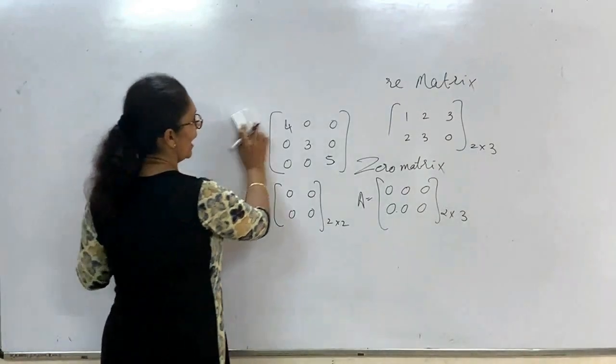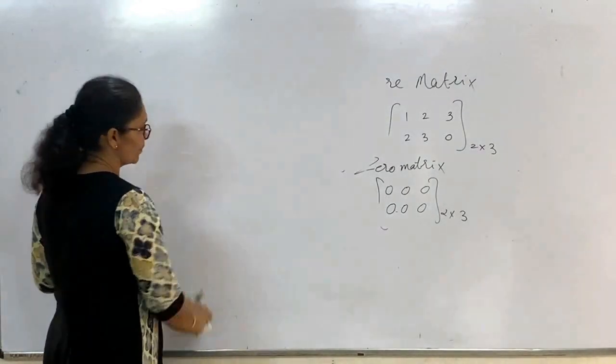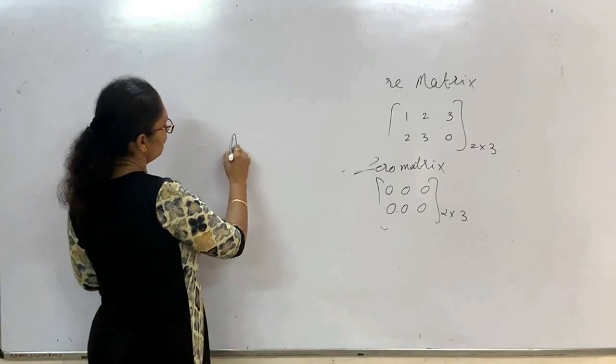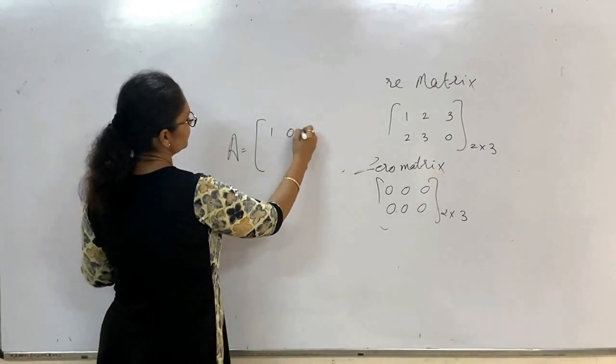Now one more, the identity matrix. Identity means the principal diagonal of the matrix is 1, 1, 1.